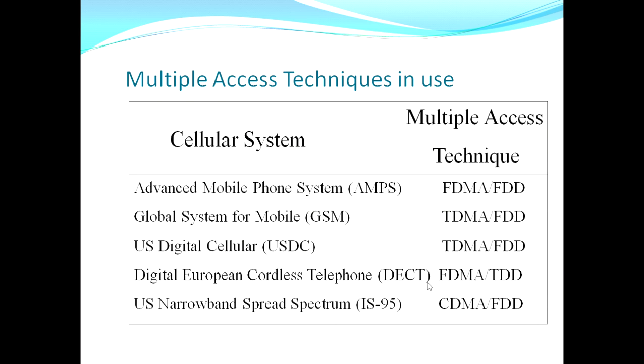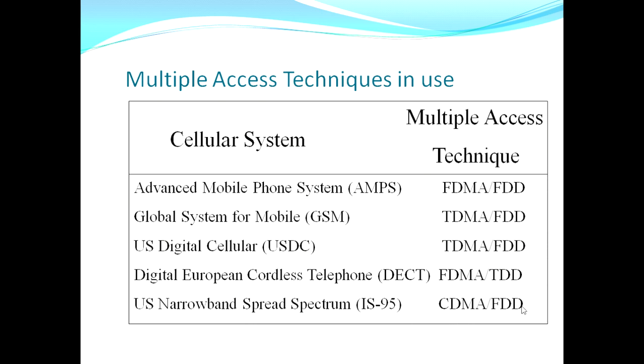These are all multiple access techniques already used in different applications, like AMPS, the Advanced Mobile Phone System, which uses FDMA FDD, and the US narrowband spectrum, which is called IS-95.